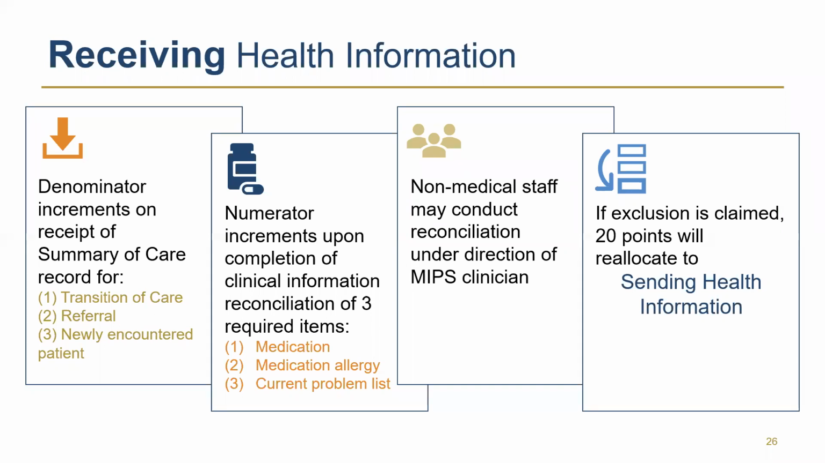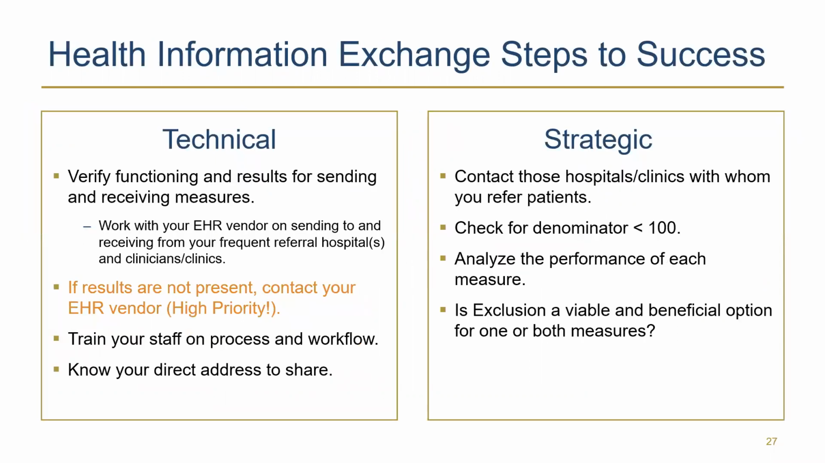There is an exclusion for the receiving health information measure. So if the MIPS eligible clinician receives transitions of care or referrals fewer than 100 times during the reporting period, they may take this exclusion. If they claim this exclusion, the 20 points will reallocate to the sending health information measure.